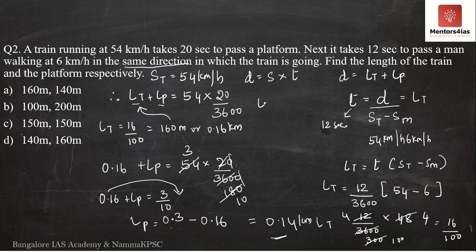So, length of the train, I'm going to write it here. It is 160 meters and length of the platform is 140 meters. See, it is not 140, it is 160. The question is asking length of the train and platform respectively. Please don't get confused. Length of the train 160 and length of the platform 140 meters respectively. Therefore, the correct option is option A. So, we'll move on to the next question now. The correct answer is 160 meters and 140 meters.